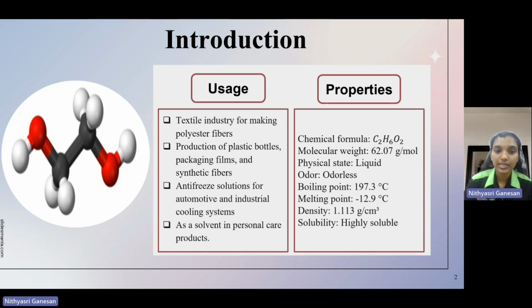The usages of ethylene glycol are as follows. Firstly, ethylene glycol is used in the textile industry to make polyester fibers. Next, it is used in the production of plastic bottles, packaging films, and synthetic fibers. It is also used as an anti-freeze solution for the automotive and industrial sectors. Lastly, it is used as a solvent in personal care products.